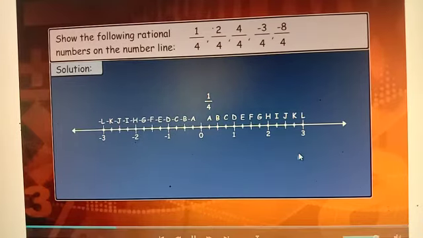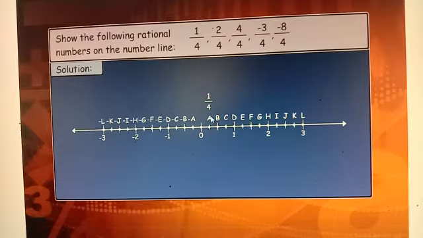Now here you can see A is equal to 1 upon 4. B is equal to 2 upon 4. C will be equal to 3 upon 4 and D will be equal to 4 upon 4. That means 4 upon 4 will come at D. Okay. Now the next number is minus 3 upon 4.